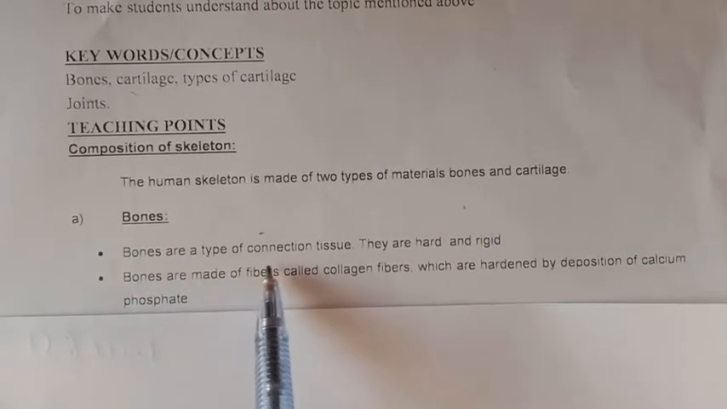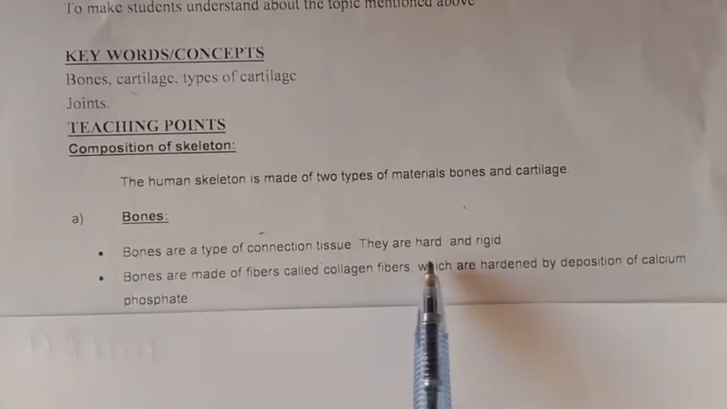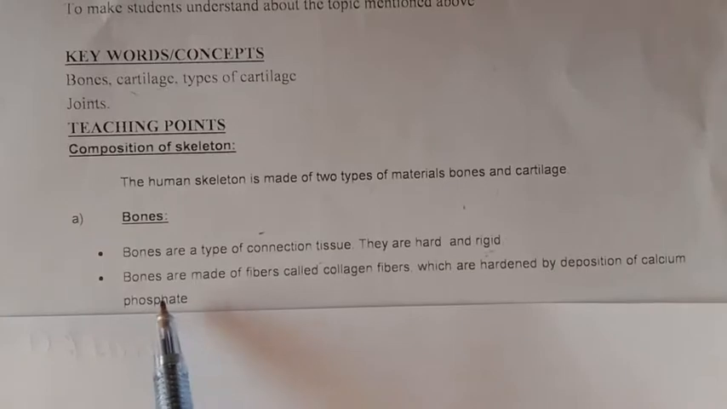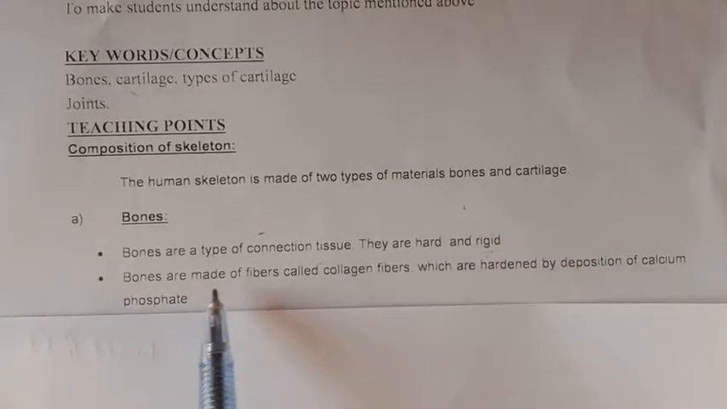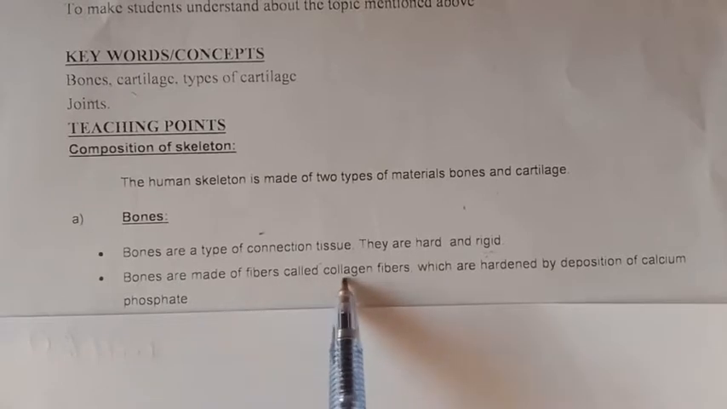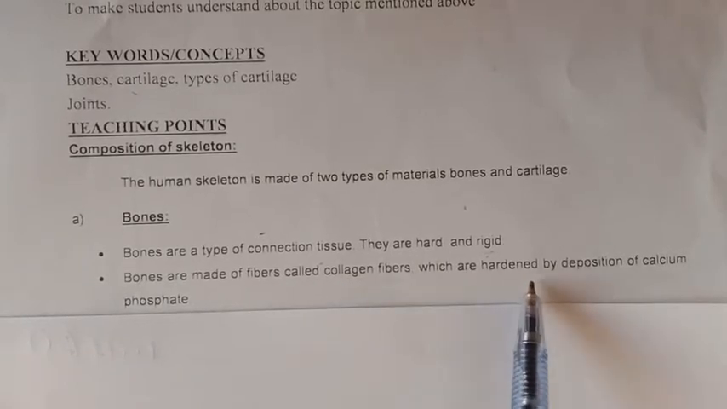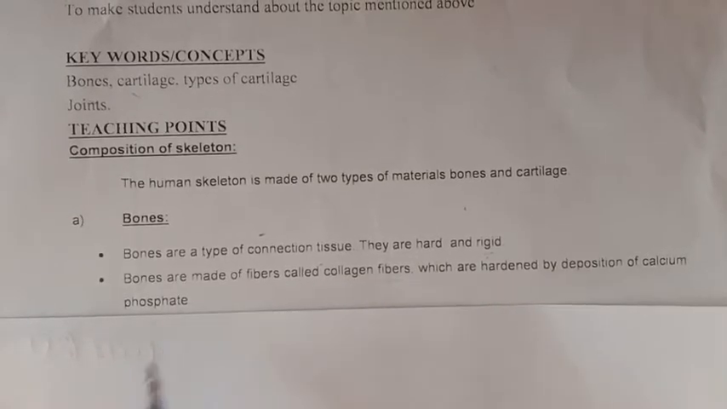Bones are a type of connective tissue. They are hard and rigid. Rigid means strong and not bending. Bones are made of fibers called collagen fibers, which are hardened by deposition of calcium and phosphate.